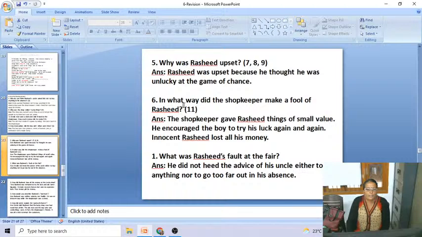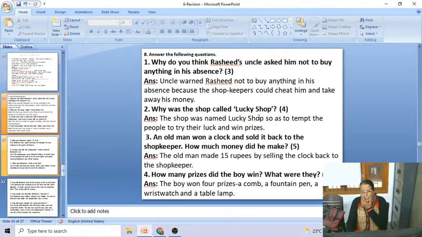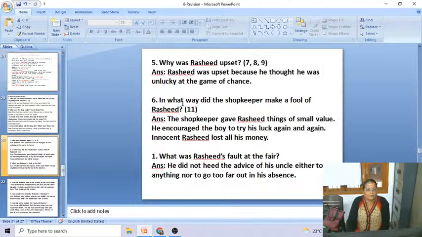Now, next question. In what way did the shopkeeper make a fool of Rashid? Hurry up. Okay, I know that answer may take some time for you to write, so I am going to read it. The shopkeeper gave Rashid things of small value. He encouraged the boy to try his luck again and again. Innocent Rashid lost all his money. Okay.